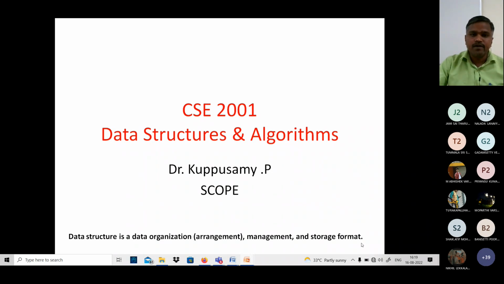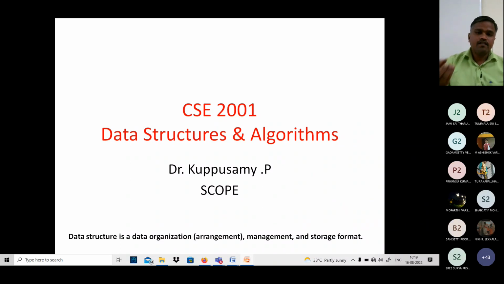Then storage format. You may store the data in the form of audio files, video files, text files. So we may use different kinds of formats. The data structure is defined as arranging the data in memory locations, managing that stored data, and also storing that data in different formats. This definition is called data structure.